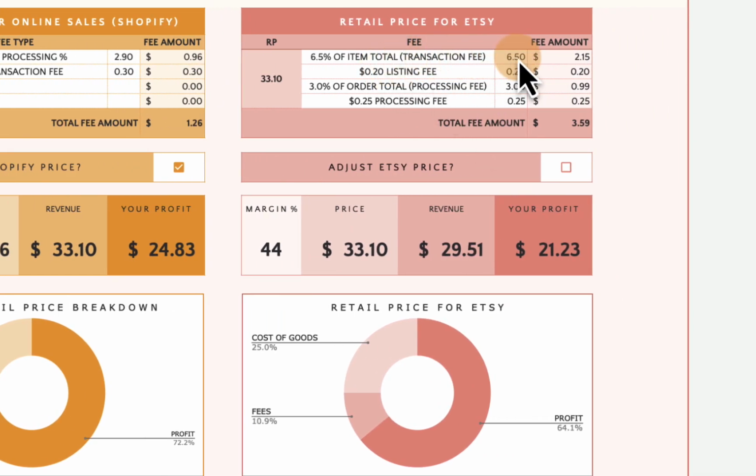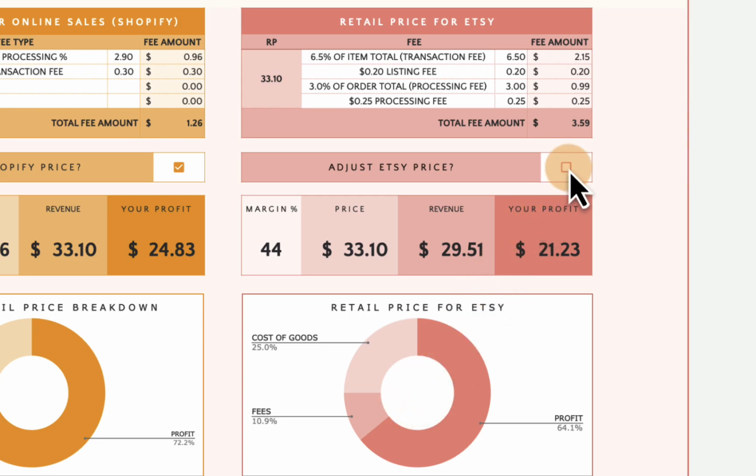So Etsy has transaction fee, listing fee, and payment processing fees. You can see the total fee amount here. If we keep the same price, our revenue and profit drop to these numbers, which results in 44% profit margin, and the fees now take 10% in the breakdown chart.